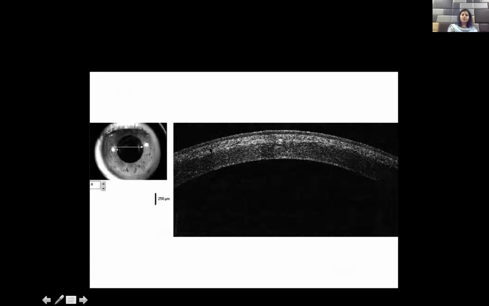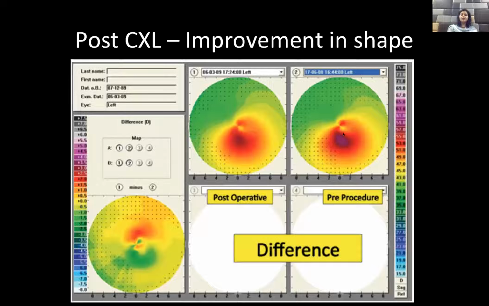So this AS-OCT, anterior segment OCT picture shows a nice demarcation line. If you can make out over here, this is the demarcation line. And this anterior part of the cornea is cross-linked and the posterior part is not cross-linked. And of course, you would not want the UVA radiation to go very posteriorly because there's a risk of damage to the endothelium. Now, post-collagen cross-linking, you can see here that pre-procedure there was a steepening, and post-procedure there is some amount of flattening, that is the protrusion has decreased.